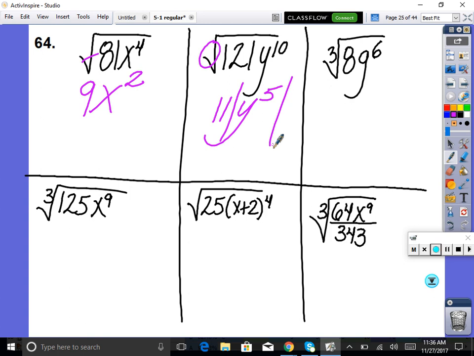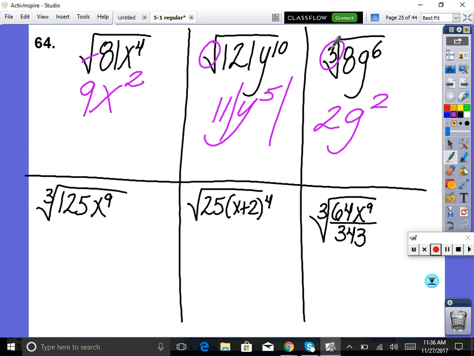Yes, it would be. Okay, let's go on. Very good question. Do not put absolute values around 11. 11 is already positive. Good to go. Cube root of 8 is 2g squared. Even roots? Nope. So you do not need absolute values.